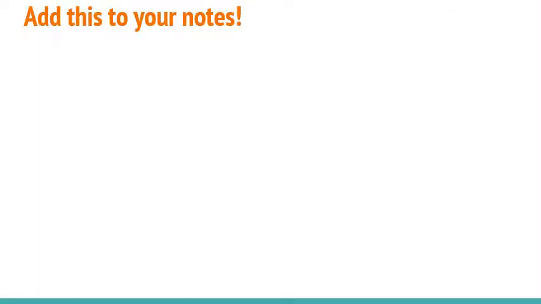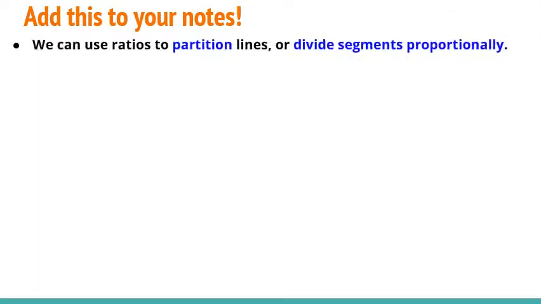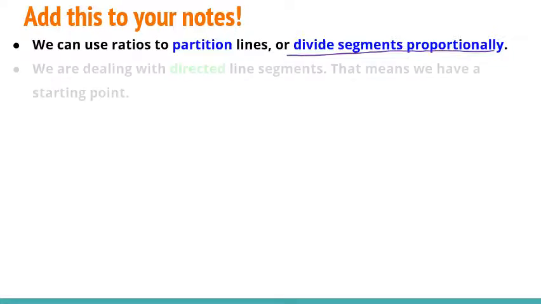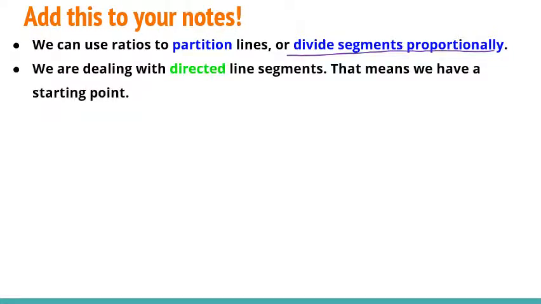Okay. Let's talk about what partitioning means. So what we can do is we can use ratios to partition lines, and partitioning lines means to divide segments proportionally. When we partition something, it just kind of means we're cutting a line at a specific proportion. We're dealing with what we call directed line segments here. That just means we have a specific starting point. So if it's line AB, that means we start from A and go to B. You'll see where that will become important.